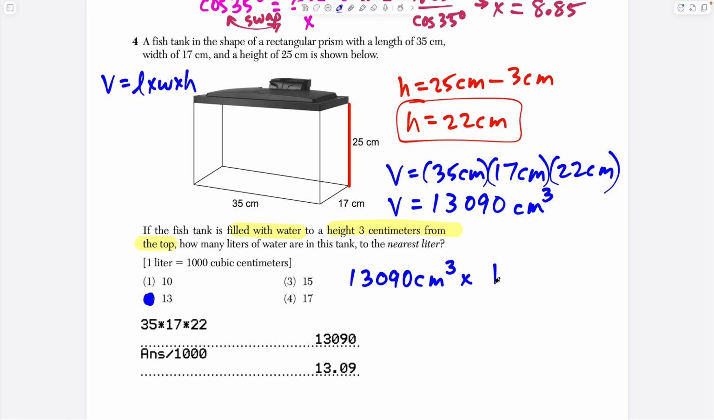For every 1 liter of water, we have 1,000 cubic centimeters. Okay, so this would be the conversion factor we would use because these quantities are equal. So if I write them in a fraction like this, I'm really just multiplying this by 1. But we're going to express things differently here. The units cancel, so cubic centimeters cancel out. And when we divide, we get 13.09 liters. But to the nearest whole number, 13 liters. Choice 2 is our answer.